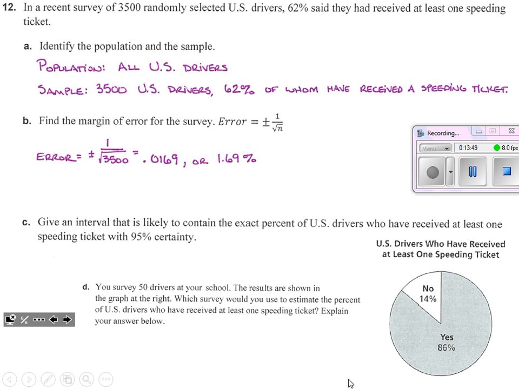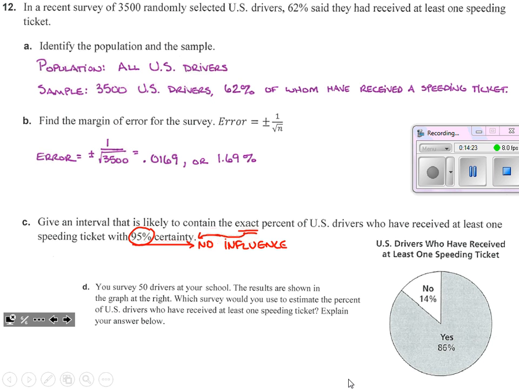Letter C says give an interval that's likely to contain the exact percent of U.S. drivers, referring to the entire population, who have received at least one speeding ticket. And then with 95% certainty, that's just, remember, that's just another way of saying likely to contain the exact value. So this 95% has no influence on our calculation. We do not need to incorporate that 95% at all. All we are doing is we're finding the interval.